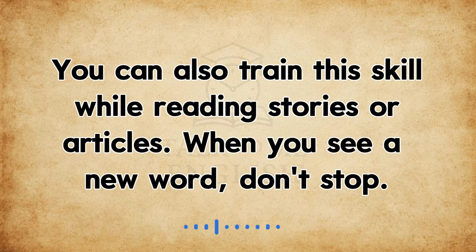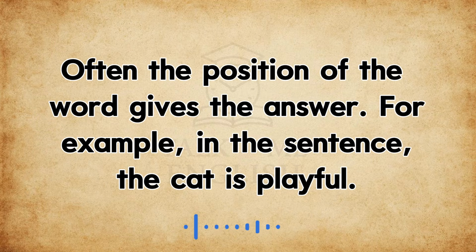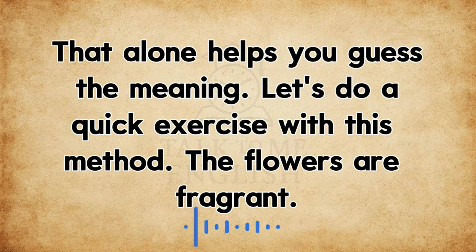You can also train this skill while reading stories or articles. When you see a new word, don't stop. Read the sentence before and after. Ask yourself, is this word describing a person, an action, a feeling, or an object? Often, the position of the word gives the answer. For example, in the sentence, the cat is playful. The word is describing the cat. So, it's an adjective. Even if you don't know playful, you know it is some quality of the cat. That alone helps you guess the meaning.